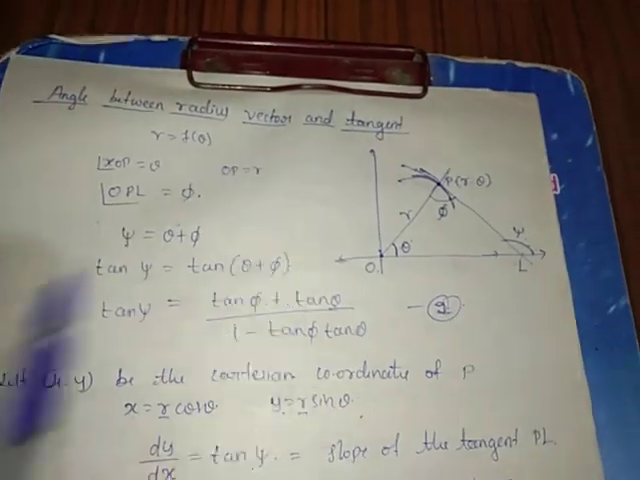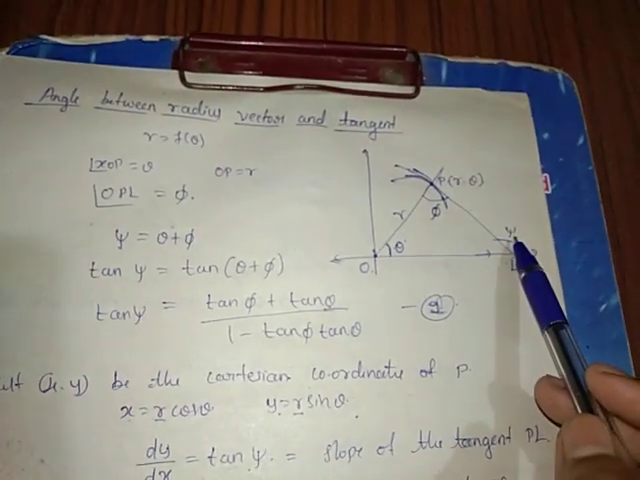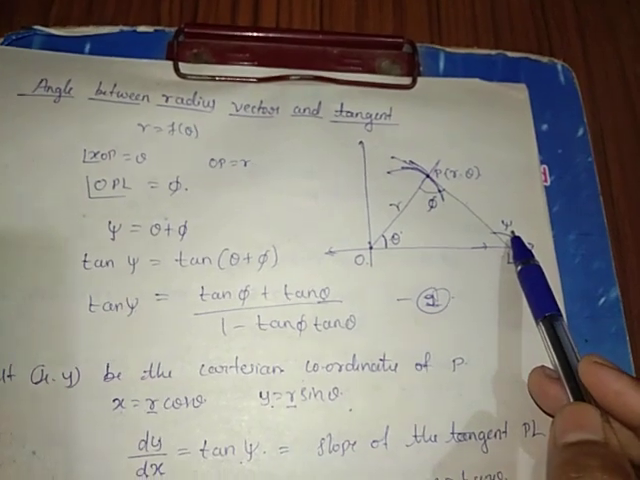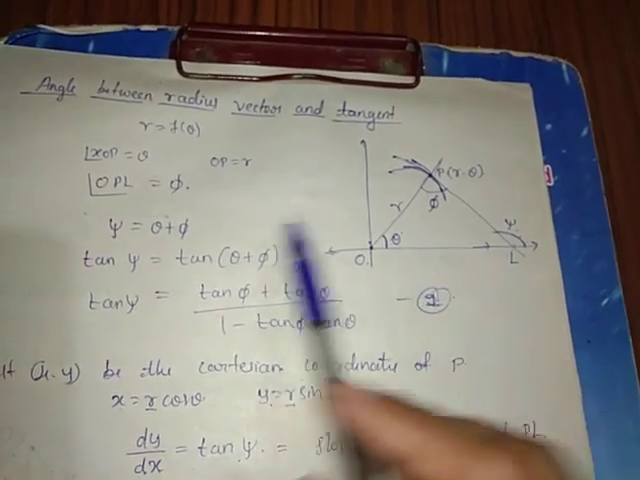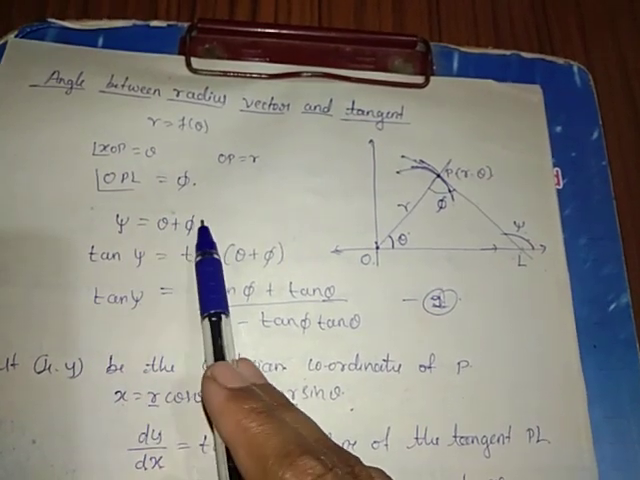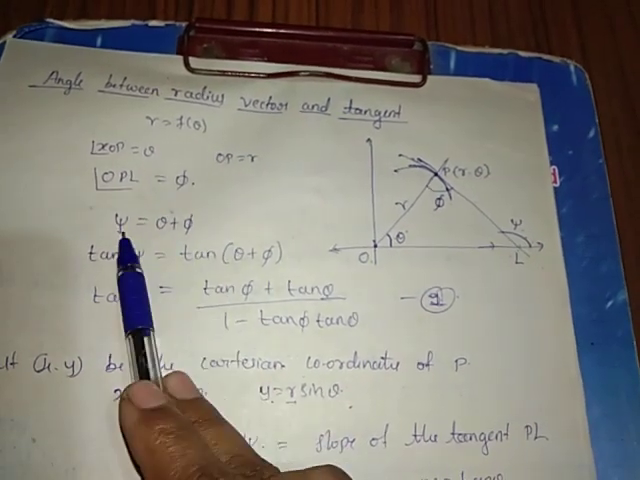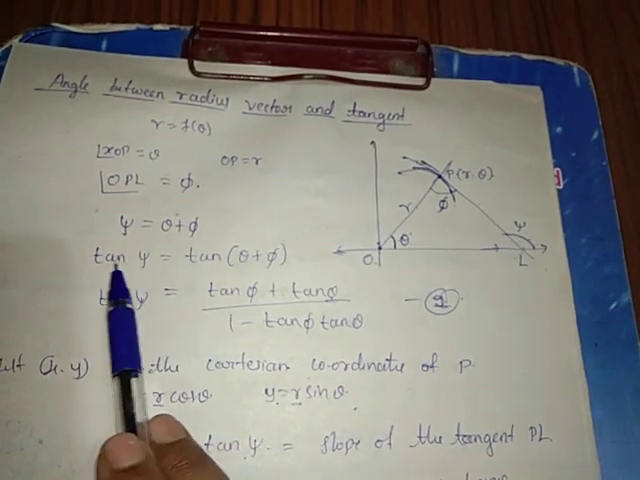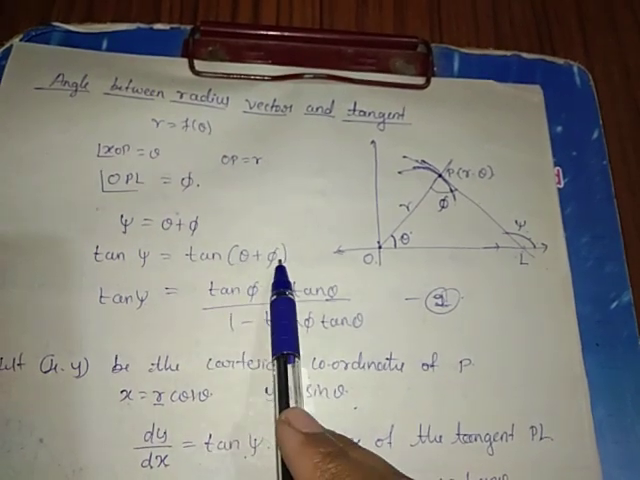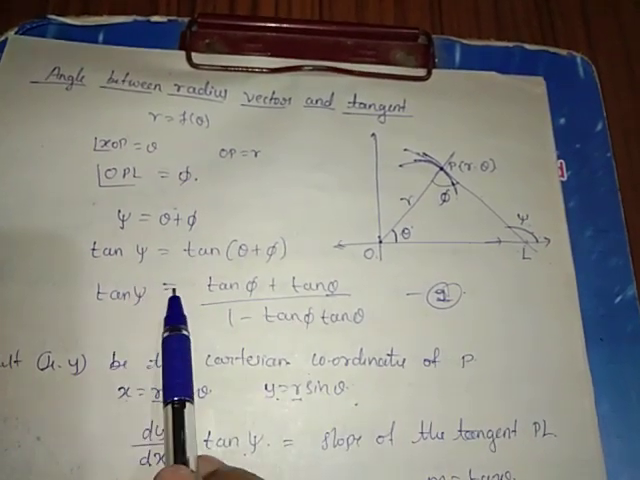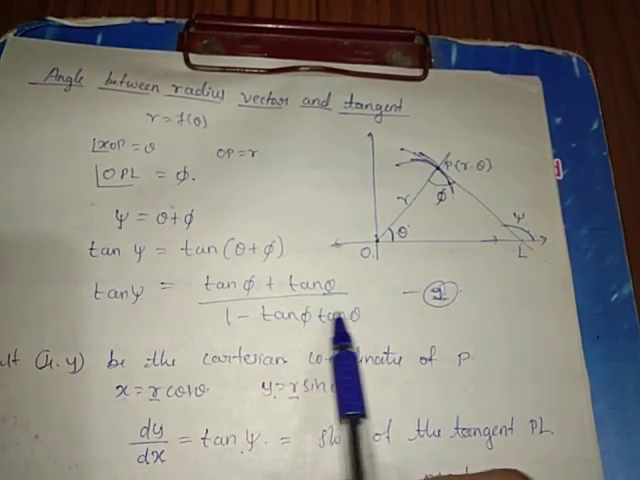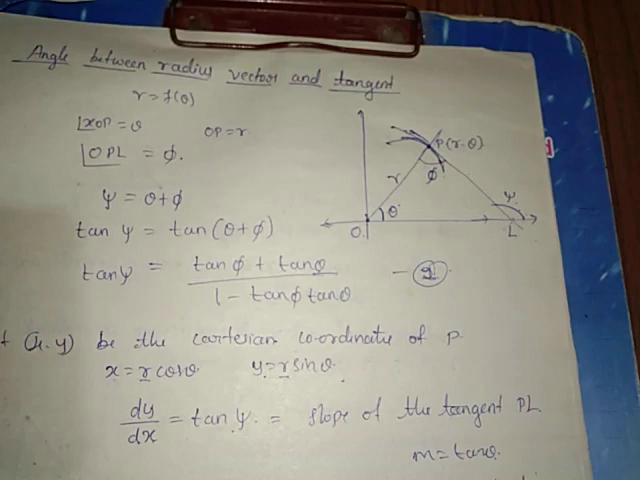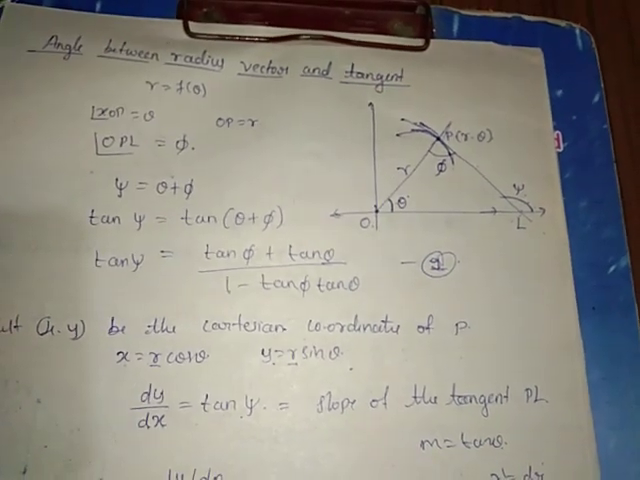Now from the geometry, the exterior angle is equal to the sum of the interior opposite angles, so xi equals theta plus phi. Taking tan on both sides, tan xi equals tan of theta plus phi. So tan xi equals tan phi plus tan theta divided by 1 minus tan phi into tan theta, using the tan of a plus b formula.